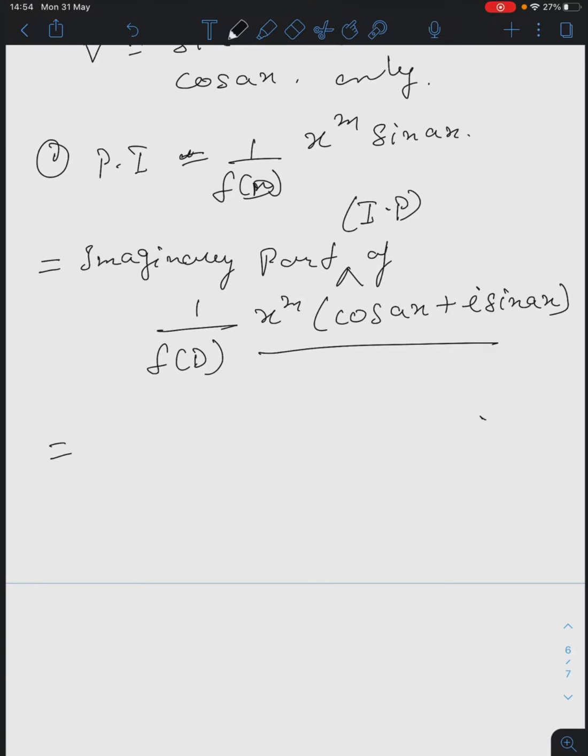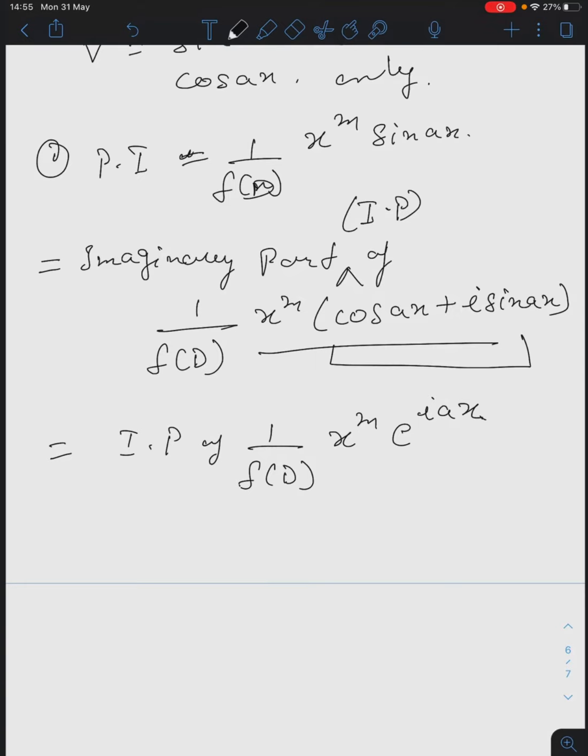Okay. So now this is nothing but the imaginary part of 1 by f of D on x to the power m times cos ax plus i sin ax. Can I write this in terms of exponential form? That will be e to the power iax. Okay, this part I have written, cos ax plus i sin ax, as e to the power iax.